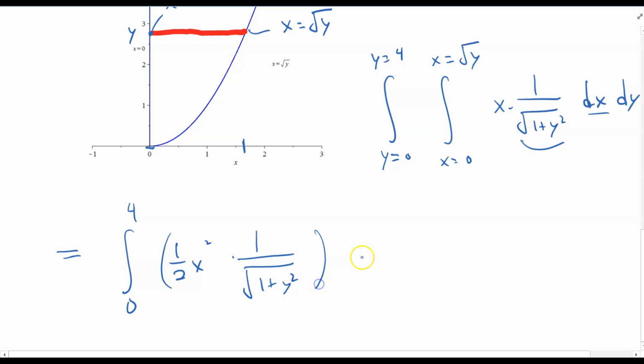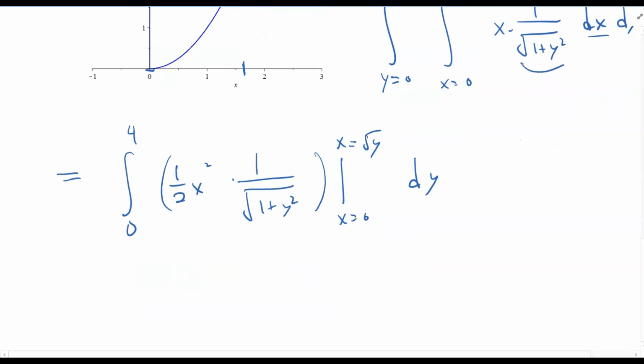We now need to evaluate that. That's the antiderivative, and now we're going to evaluate this by plugging in x equals the square root of y and x equals 0 and subtracting, and then we have to do the resulting integral with respect to y. Okay, alright, so again, we're plugging in wherever we see x. We have x here. We have to substitute in there the square root of y and 0 and subtract.